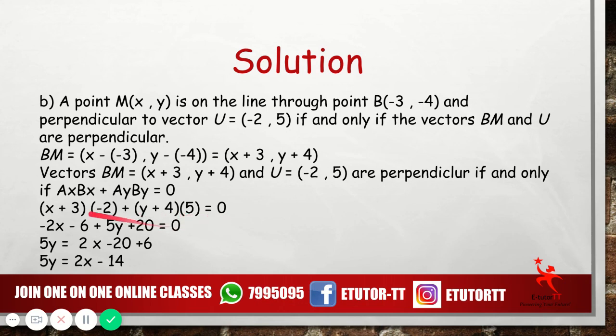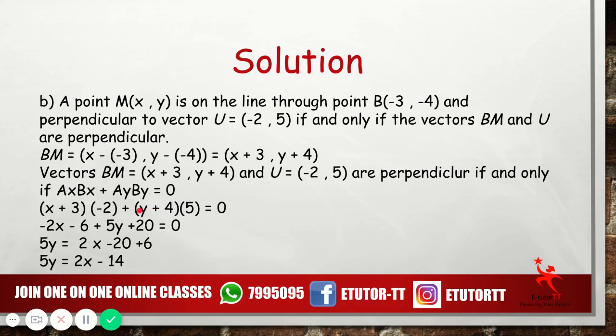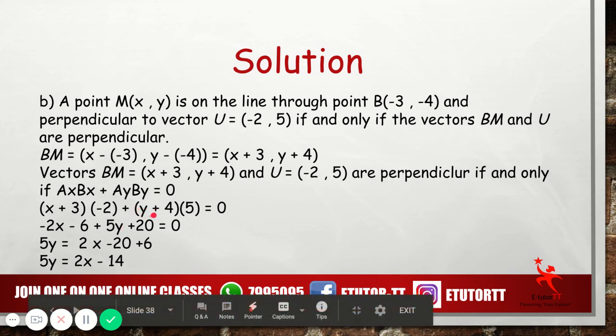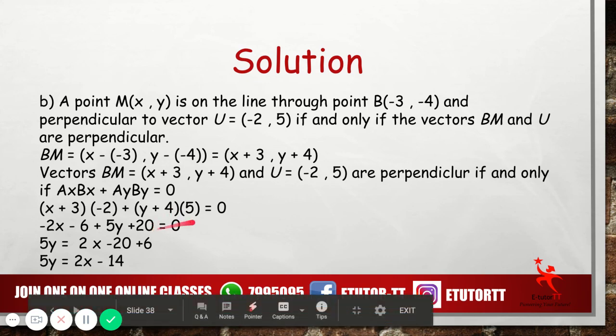So now you multiply throughout. Let's see, negative 2 times x gives us negative 2x. Negative 2 times 3 gives us negative 6. Plus, so you put back the plus sign, 5 times y gives us 5y, plus 5 times 4 gives us 20. And all of that is equal to 0.